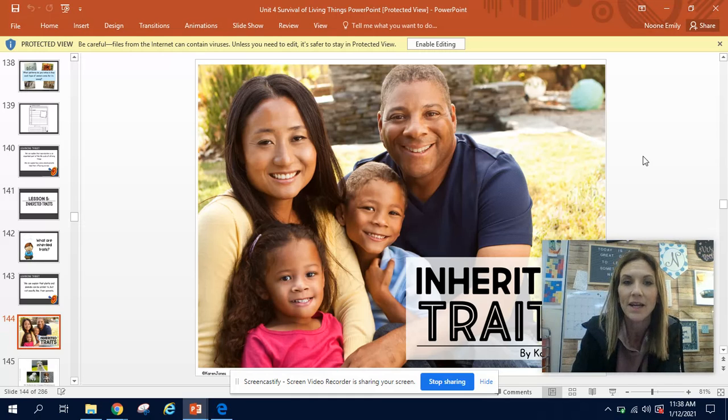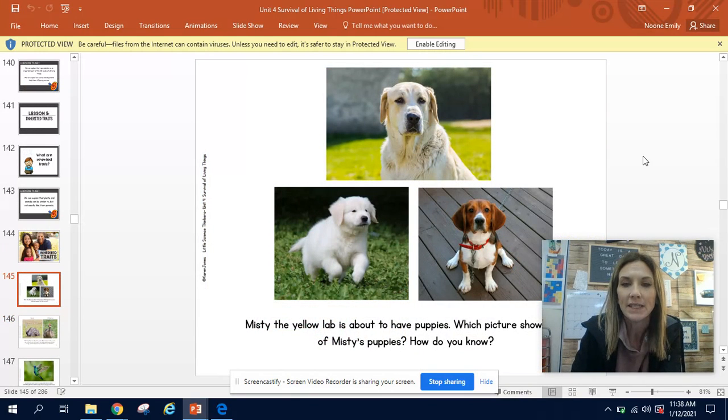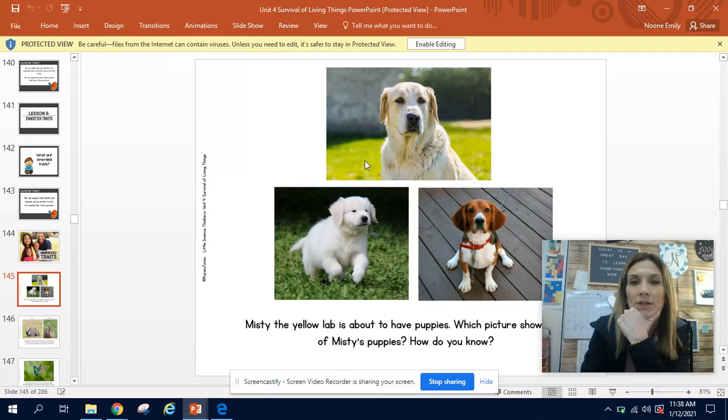Inherited traits. Misty, the yellow lab, is about to have puppies. This picture at the top is Misty. Which one of these two puppies do we think might be a puppy that Misty would have? Look at these two puppies. I think it's going to be this one right here. How do I know that? Well, it looks kind of similar to that dog. This one looks completely different, so it doesn't look like a puppy that would come from this dog.